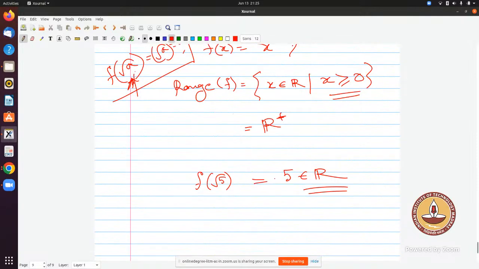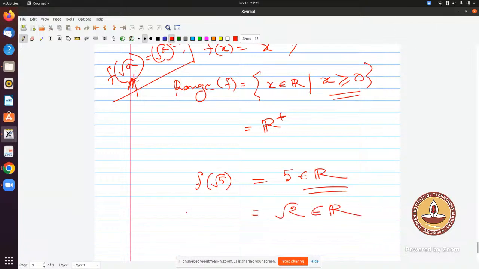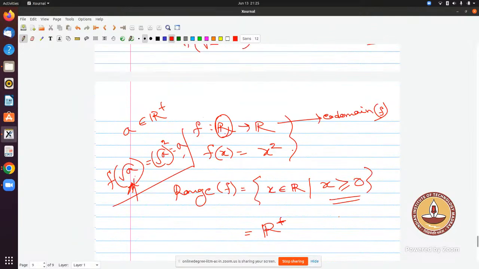Can we get root 2 as an output? Yes, sir. What is that? 2 raised to the power 1 by 4. This is also a real number. So we can get any positive real number. The only problem is with the negative real numbers. That we cannot get.